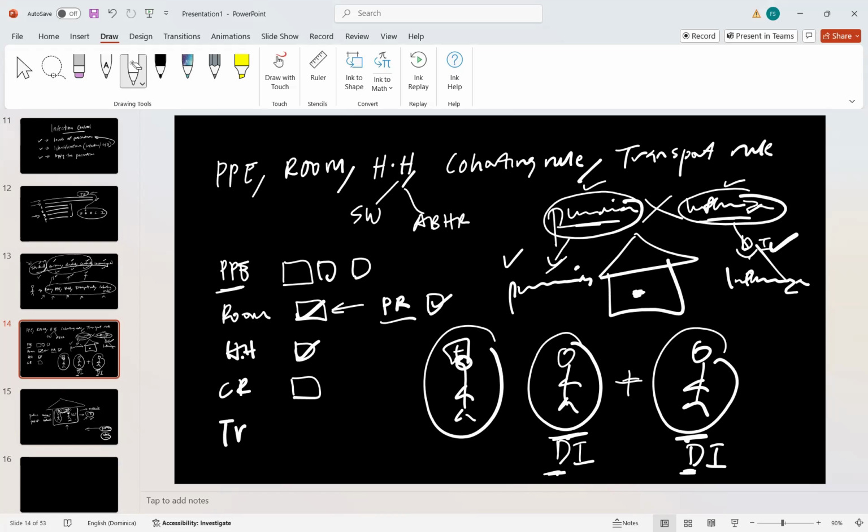All right. Now, transport rule. What is the transport rule for droplet? Surgical mask during transport. So that is good, surgical mask during transport. So let's move on to contact.